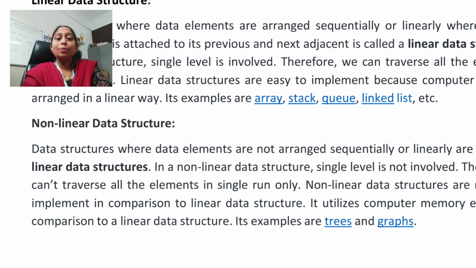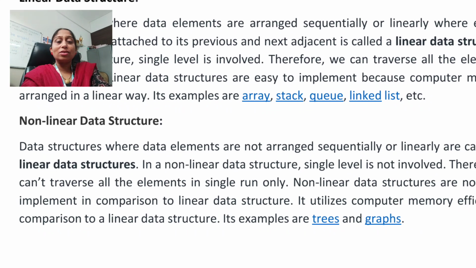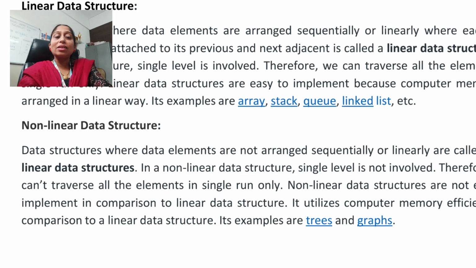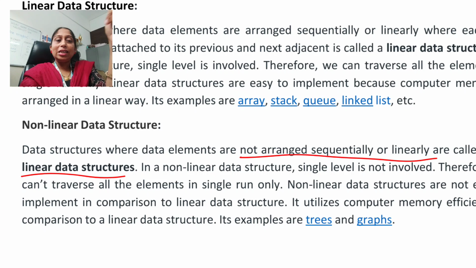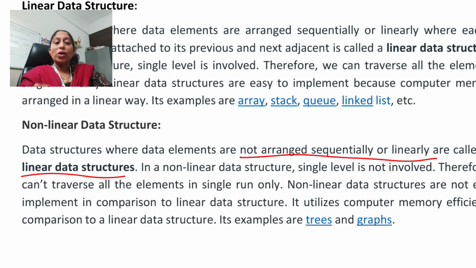There is one more type, non-linear data structures. Non-linear data structures are data structures which are not organized sequentially or linearly. It is very easy to understand: linear means we arrange sequentially, non-linear means we are not arranging sequentially. So it is called a non-linear data structure.